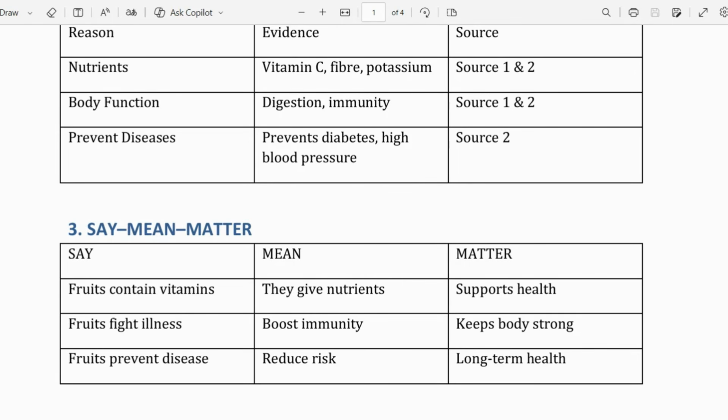All right, and when I'm finished with the plan, you're going to see how I finish off with the essay. And for fruits fight illnesses, this is what it says in the passage. What this means is that it boosts immunity. Why it matters is that it keeps your body strong. And for the final say, fruits prevent diseases. What does this mean in our own words? Fruits reduce the risk of you getting diseases. And why does this matter? It helps with your long-term health.